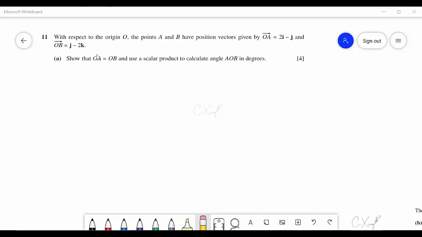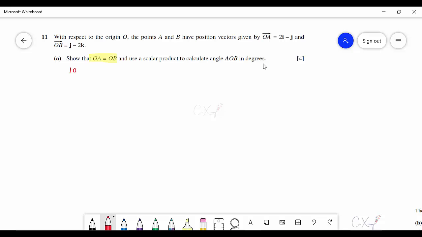So we come to the last question for this paper, question 11. With respect to the origin O, they give you the points A and B with the position vectors. They want you to show that OA and OB are equal to each other and use a scalar product to calculate the angle AOB. When they mention OA equals OB, they are talking about the length of OA and the length of OB, which is very straightforward.